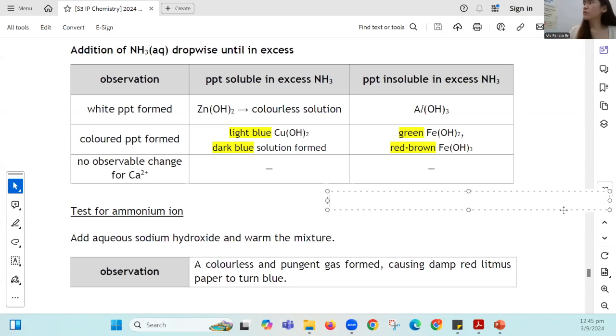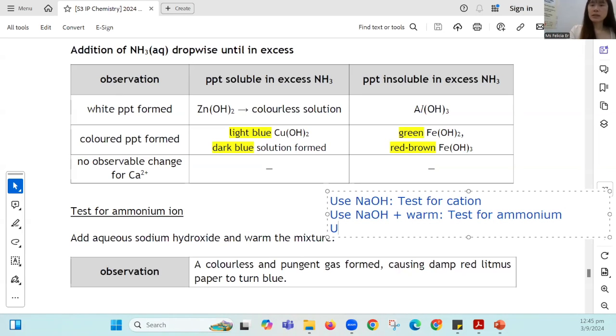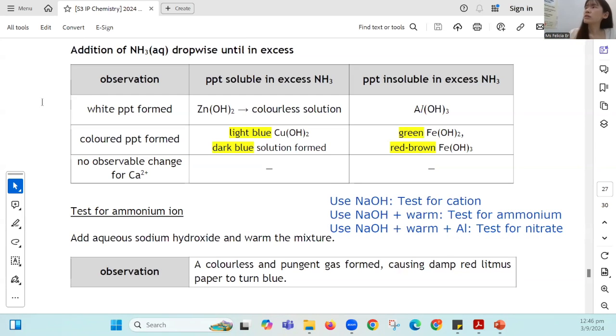So let's write it out. If you only use NaOH, you will test for cation. If you use NaOH plus warm, this would be to test for ammonium ion. If you use NaOH plus warm plus aluminium foil, that would be to test for nitrate ion. So be careful that sodium hydroxide can also test for anion. A lot of students always see NaOH and think, okay, test for cation. Then they always forget about the nitrate. So don't forget about the nitrate.